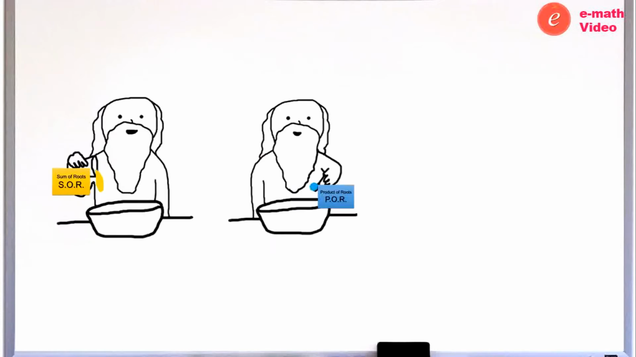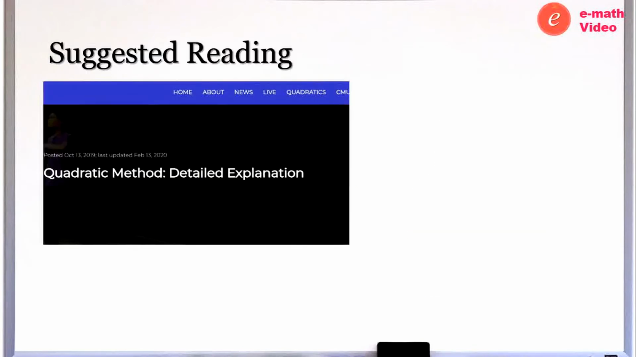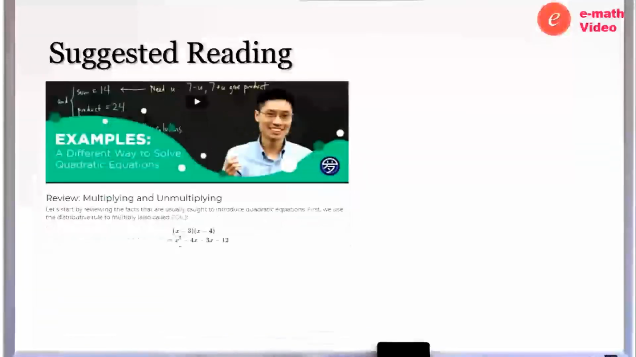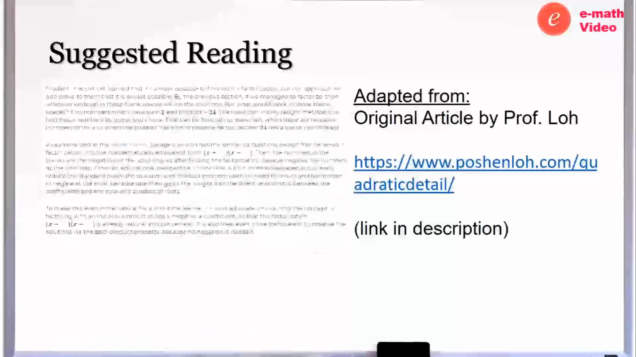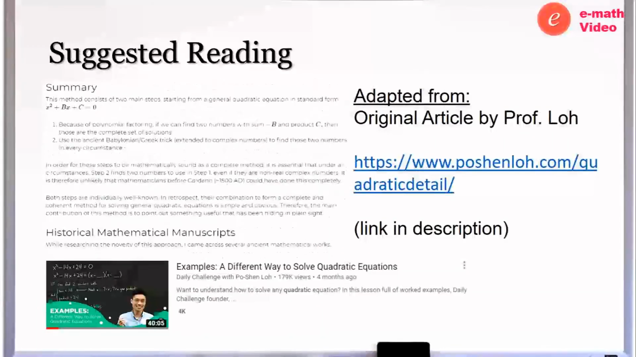Now we understand how quadratic equations are formed by the sum of roots and product of roots. We can finally get into the new method to solve. I highly recommend you read the original article written by Professor Loh. The link is in the description below. Or you can watch his full explanation video on YouTube.